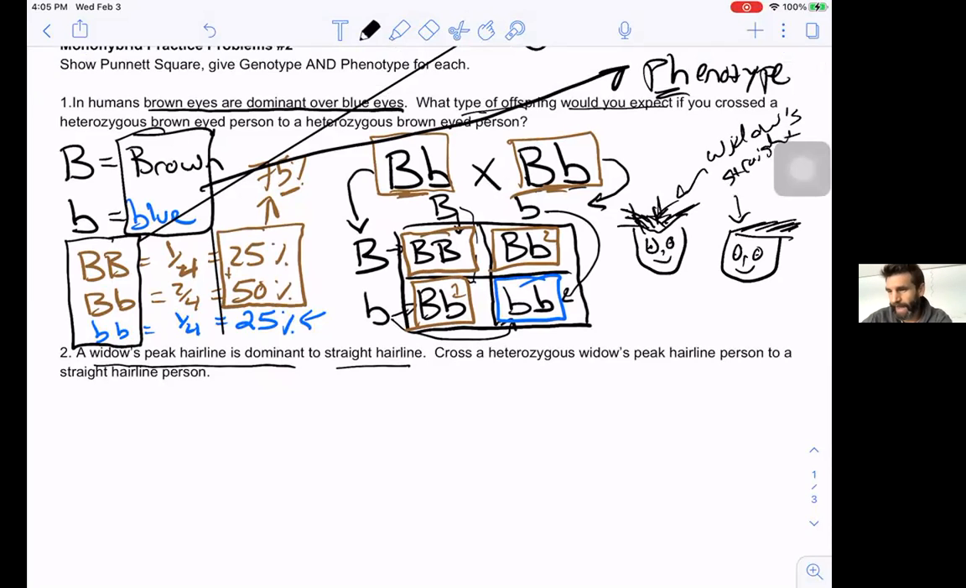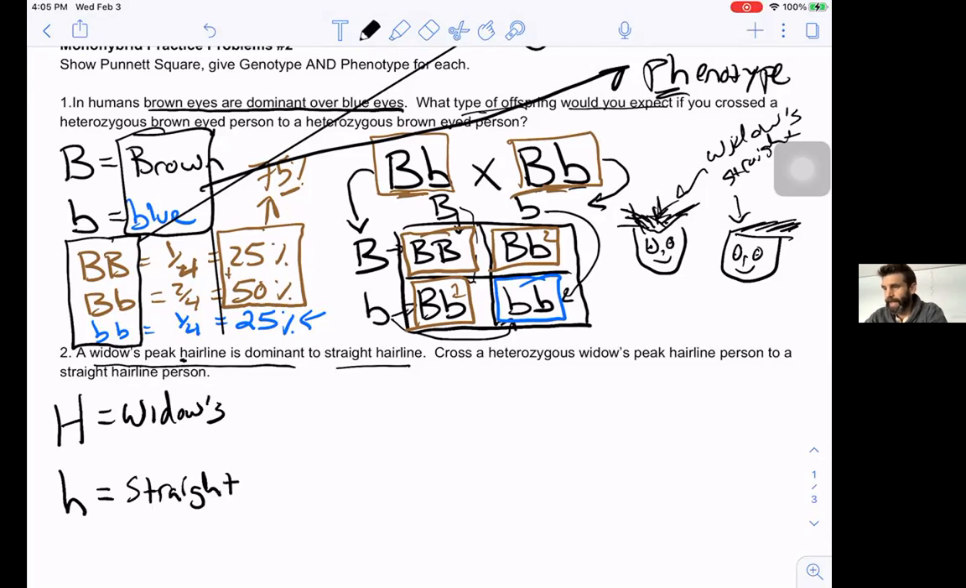So anyways, the widow's peak is dominant. So I don't want to use W, so I'm going to just pick the H for hairline. So capital H equals widow's. I'm just abbreviating for widow's peak, because that's dominant to the straight line. Those are the only two possibilities, widow's peak or straight hairline. So the recessive version of the gene is the straight hair.